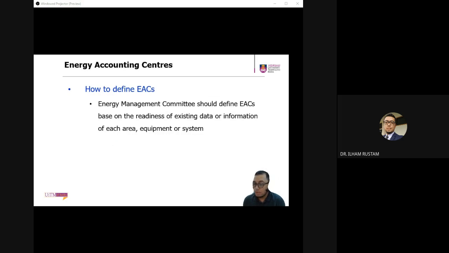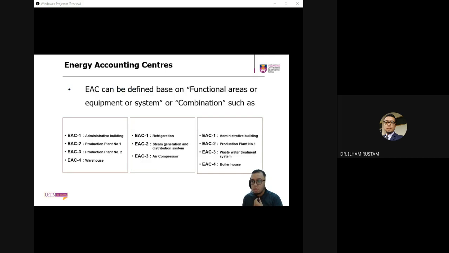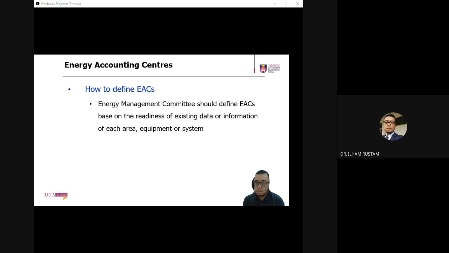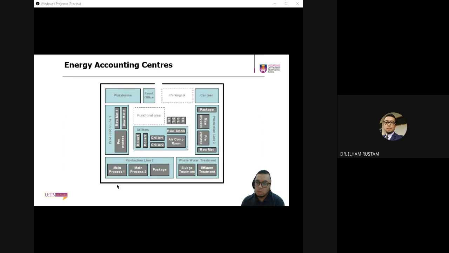Okay, but first and foremost, you must have data, existing data, not upcoming data, existing data. That means it has already happened. You got the data, then only then you'll define that as your EAC reading. But you can, like the example shown here, dedicate one EAC for one building.